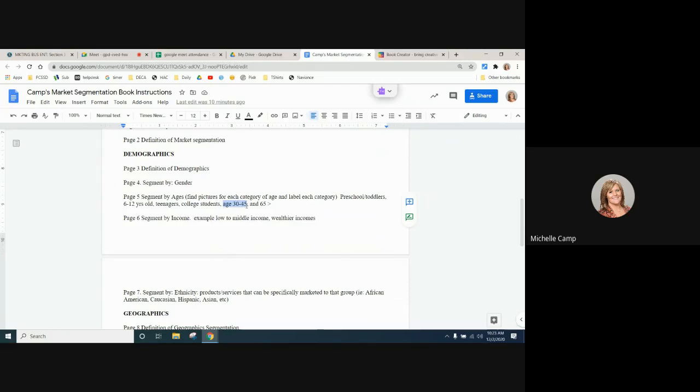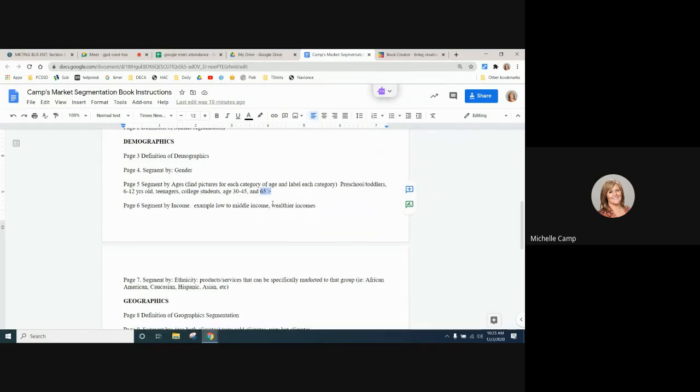But think about products that are advertised to your older generation. It could be retirement. It could be insurance. It could be long-term facilities, retirement homes, vacations too, for your elderly. Okay, I hate to say elderly. 65 is not elderly, but it does say 65 and older. Okay. So that would be in your book for the ages.